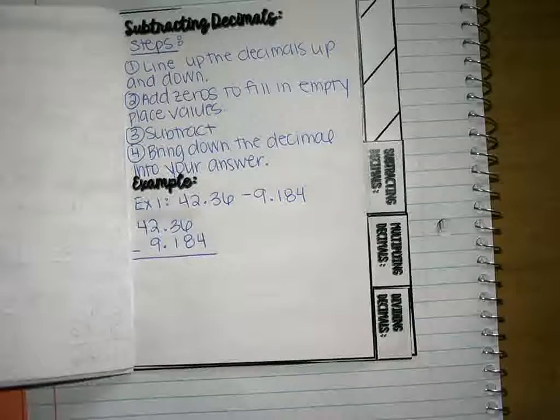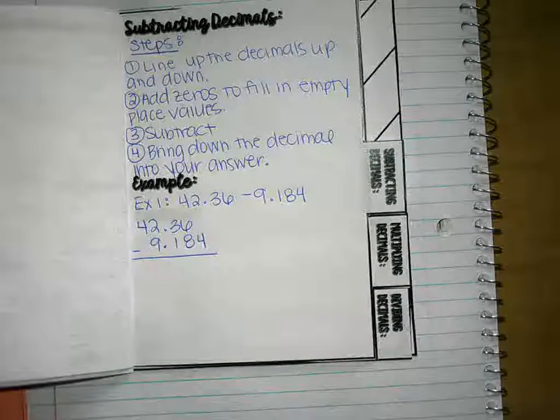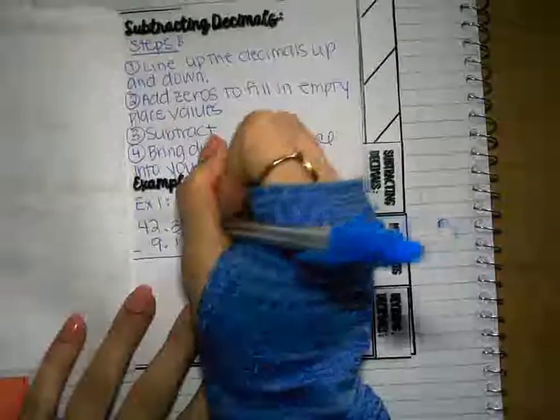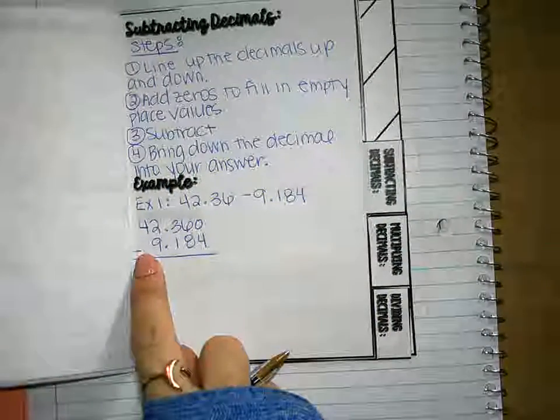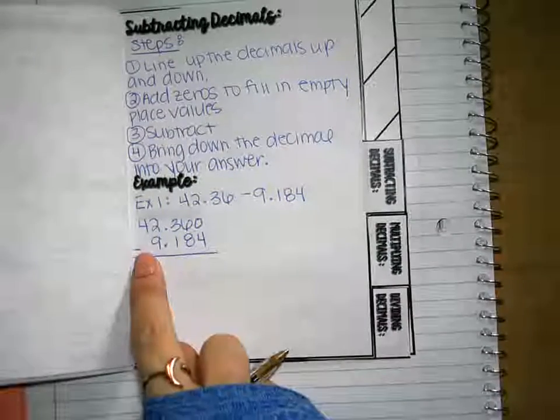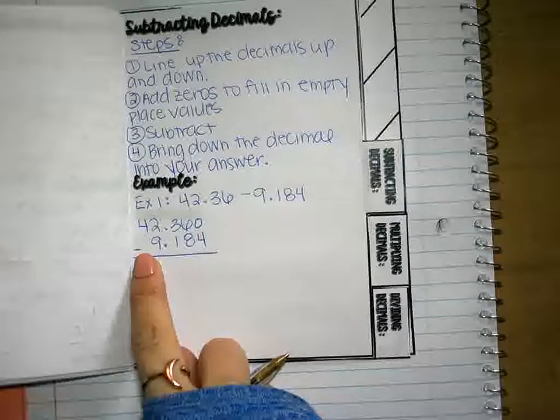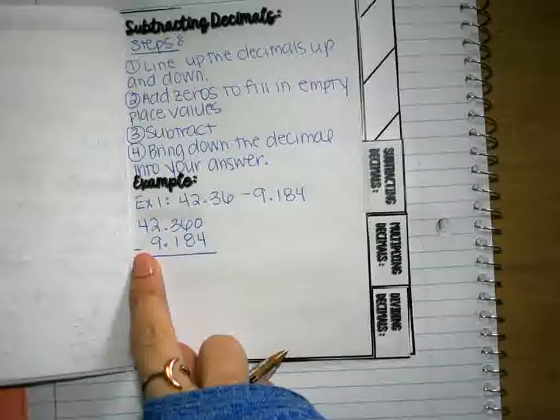So 42.36 minus 9.184. Line up those decimals. What's step 2? Add zeros. Do I need to put a 0 in front of that 9, guys? No, I don't need it there. Now, can I put one there? Yeah, but you don't need it.